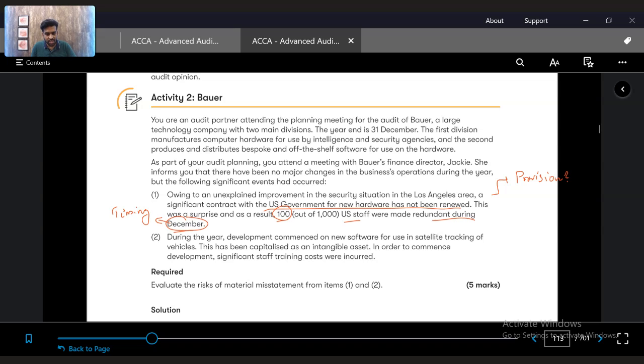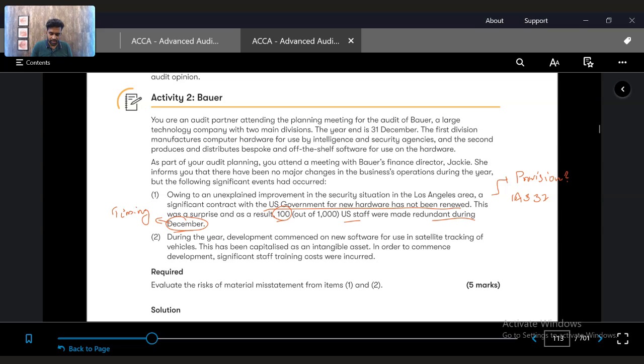Have they announced it before the year end, 31st December? If yes, then provision of redundancy is required as per IAS 37. You have to charge a provision for the current year, for example, if the 100 staff were given redundancy announcement before the year end. But if the announcement was made in the next year, then provision will be recognized only in the next year.